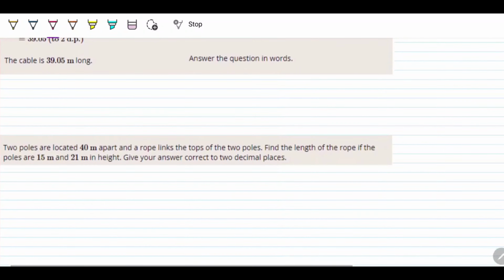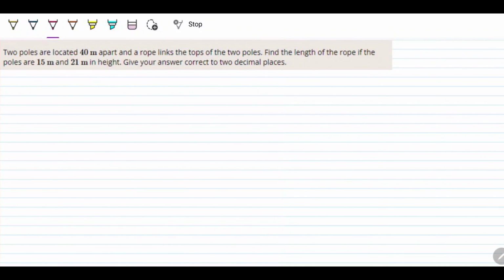So let's try one ourselves. Two poles are located 40 meters apart and a rope links the tops of the two poles. Find the length of the rope if the poles are 15 meters and 21 meters in height. Give your answer correct to 2 decimal places. So we know they're 40 meters apart. One of the poles is 15 meters tall and the other one is 21.